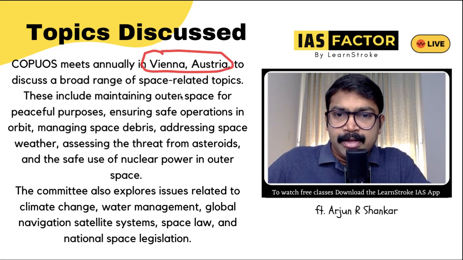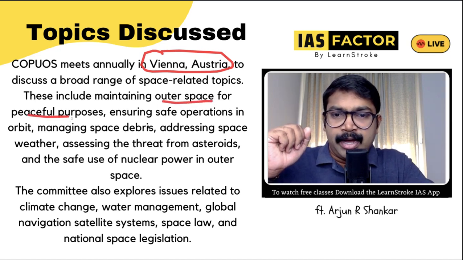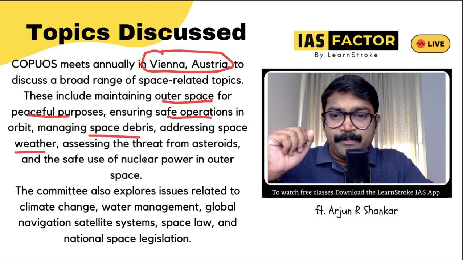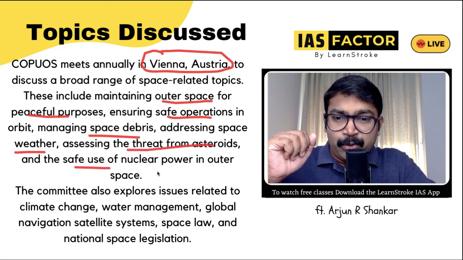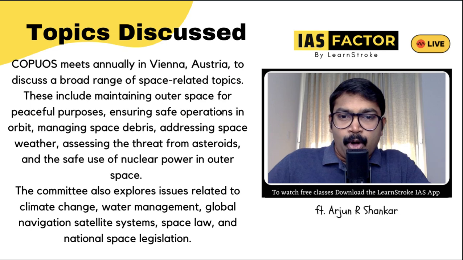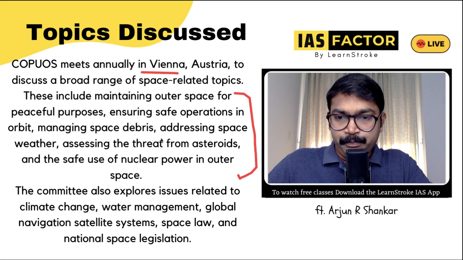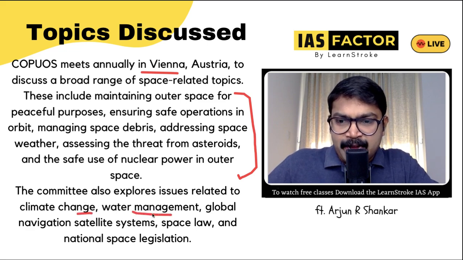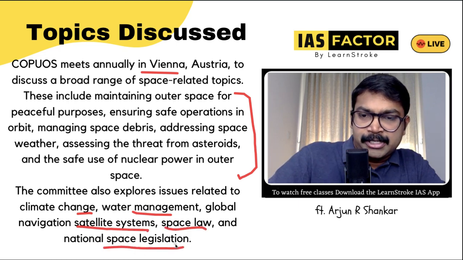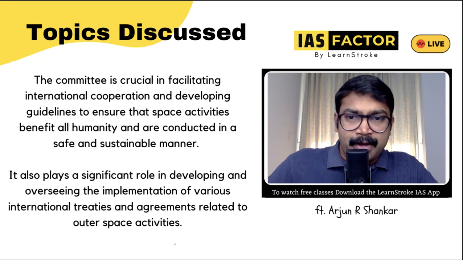It meets in Austria. So it talks about various space related topics, like outer space for peaceful purposes, safe operation in the orbit, managing space debris, space weather, threats from asteroids, safe use of nuclear power in outer space, everything. All this is the ultimate duty of the COPUOS, which meets in Austria. So it also deals with climate change, water management, global navigation satellite systems, space laws, and national space legislation. So COPUOS is a big organization which deals with all this activity. You can read it.